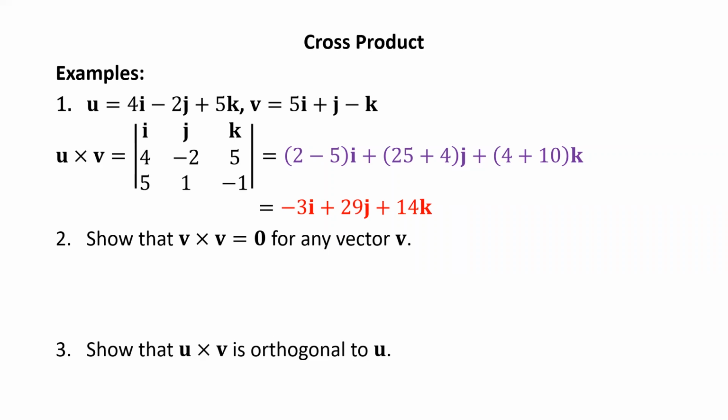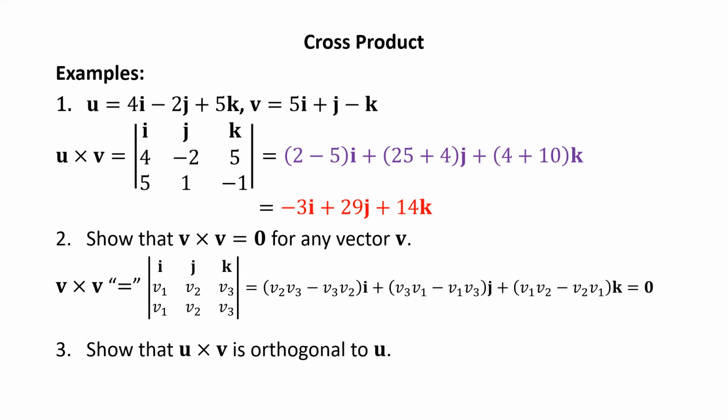Okay, next, let's show that v cross v is 0 for any vector v. Okay, so let's take v cross v. We put in i, j, k, and then the components of v, let's assume those are v1, v2, v3, and we write those twice for the second and third rows of the matrix.